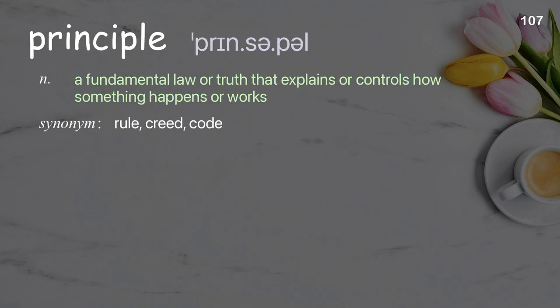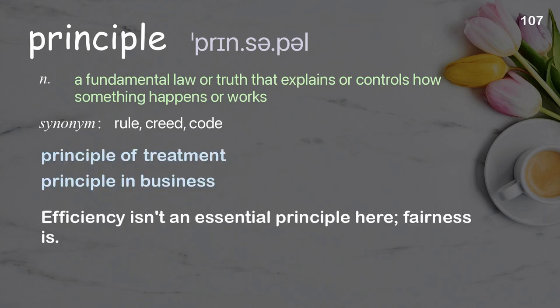Principle: a fundamental law or truth that explains or controls how something happens or works. Examples: principle of treatment, principle in business. Efficiency isn't an essential principle here, fairness is.